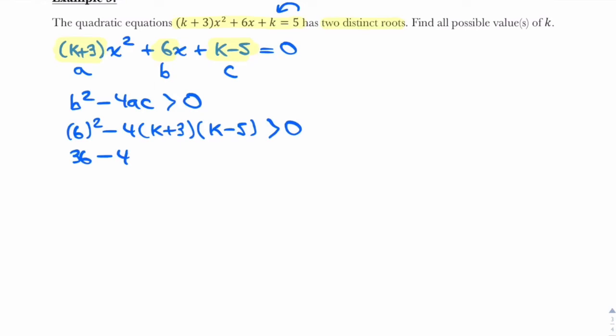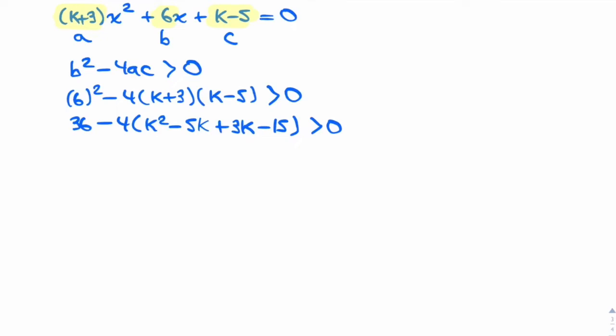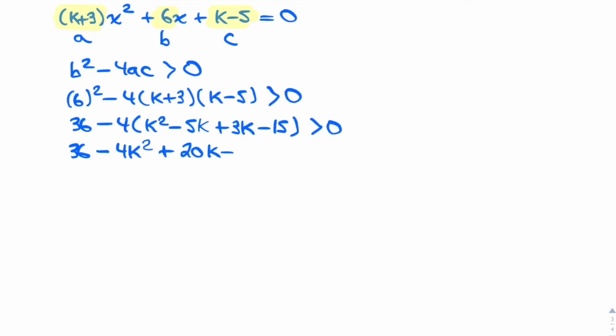Well, we're multiplying two binomials, so let's use FOIL over here. So we're going to expand the following to get k squared, take away 5 times k, plus 3 times k, take away 15, close your bracket, and all of that has to be greater than 0. Let's continue to simplify. We can distribute the negative 4 into the brackets. And then I'll collect all my like terms at the end.